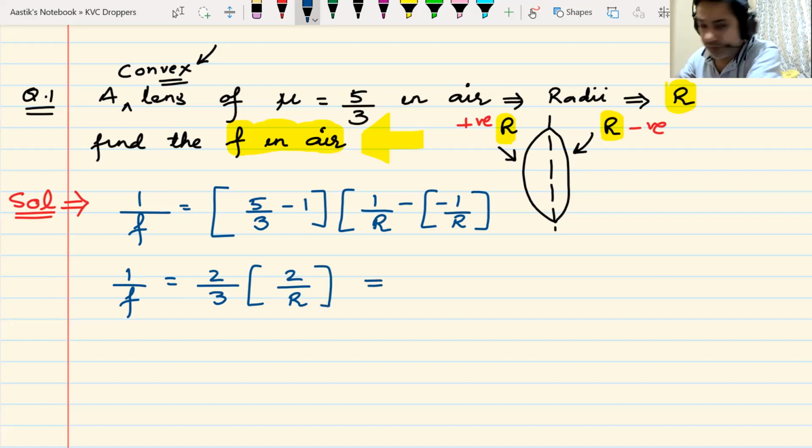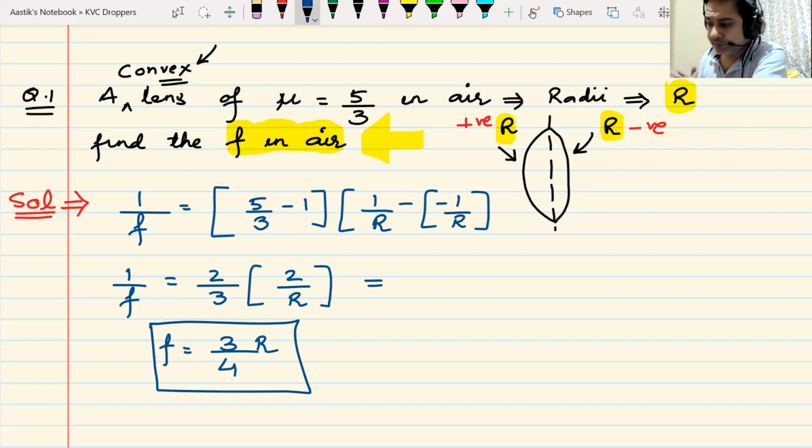So my final answer for the value of f would be 3/4 r. All of us getting the same answer? Is this value positive or negative? Obviously, this value is positive. So this will behave as a convex lens in air. It is definitely a convex lens in air. Do we understand this, everyone? Can I have raised hands from everyone in the class?